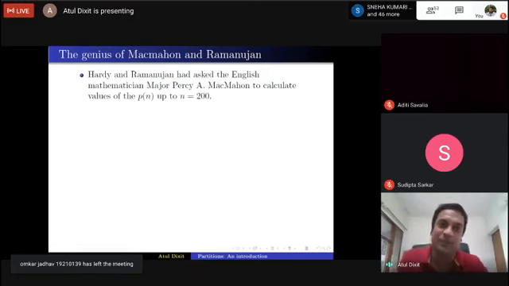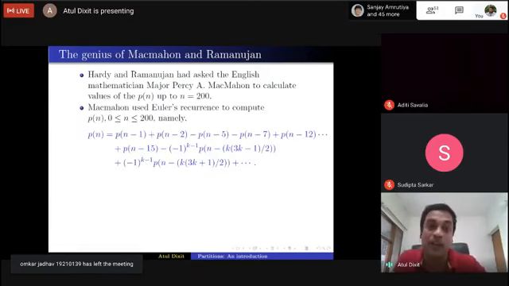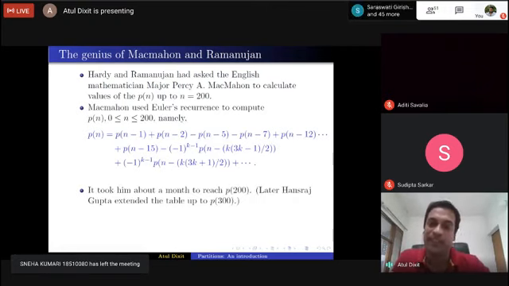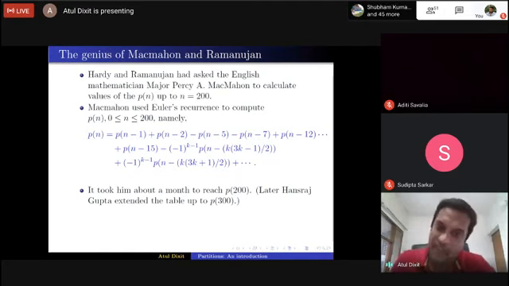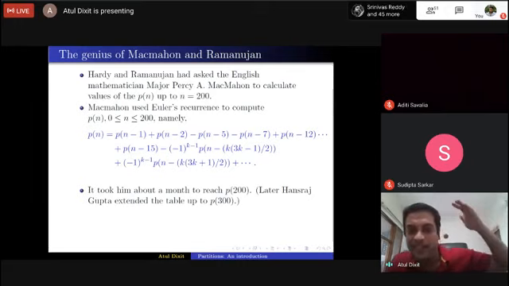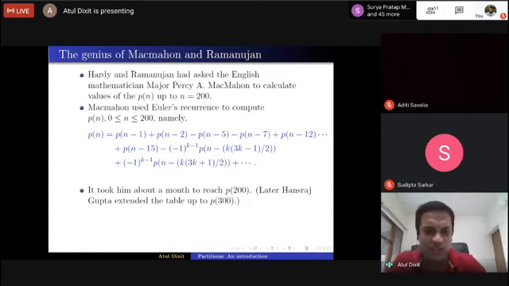It's a very painful process. McMahon actually used this recurrence relation of Euler to compute P of n up to n equal to 200. And it took him about a month to reach P of 200. And it is important to note that this table was extended by Hansraj Gupta, an Indian mathematician, up to n equal to 300. Now, this is pre-computer days. So nowadays in Mathematica, by just a click of a button, you can get P of 1000 as well. But this was back in the 1910s, and Hansraj Gupta's work, I guess, is around the late 1930s or 1940s.